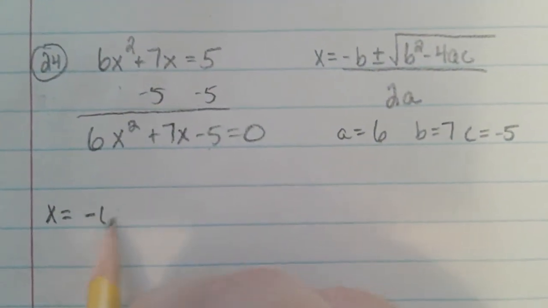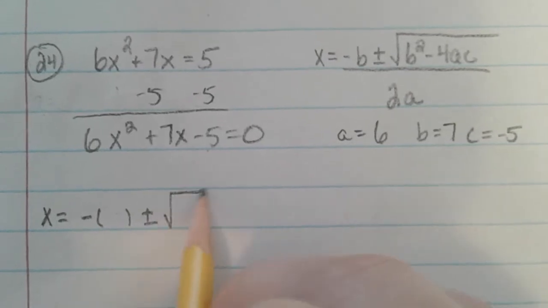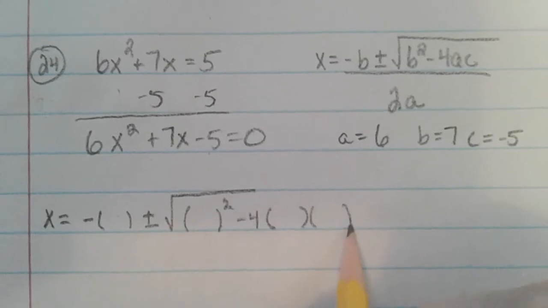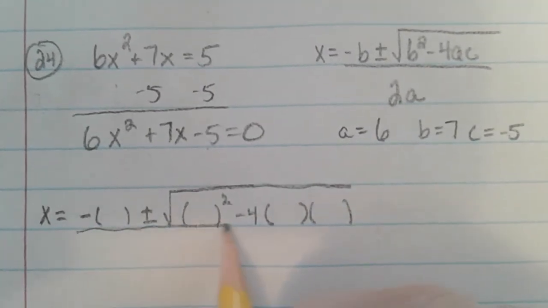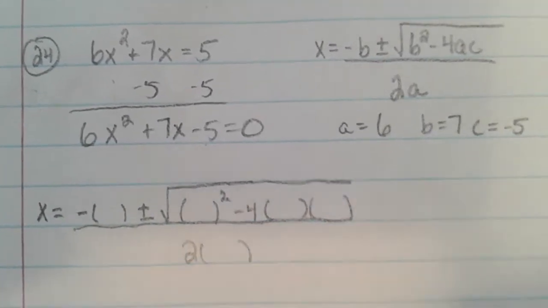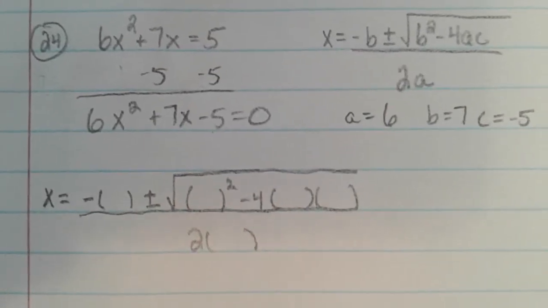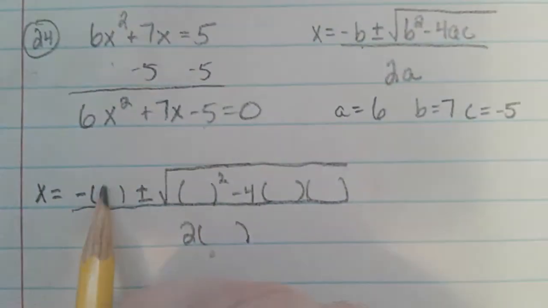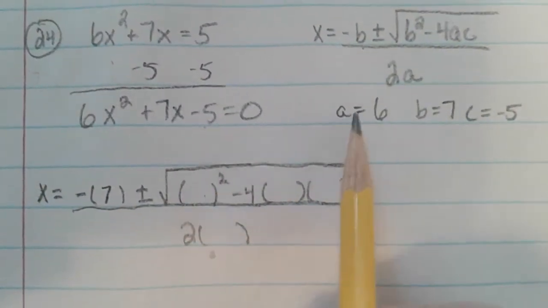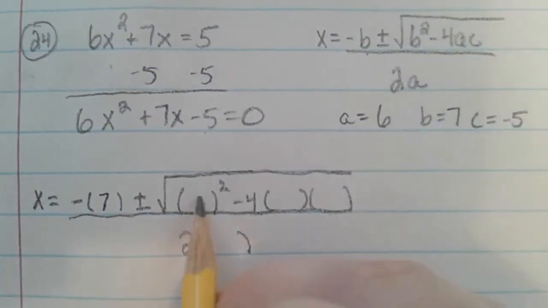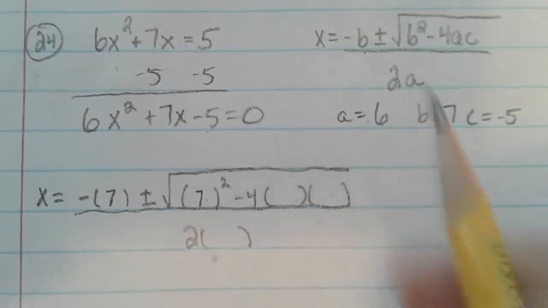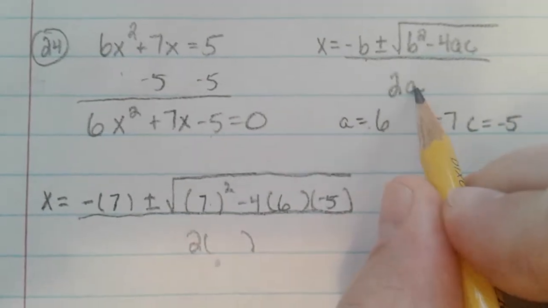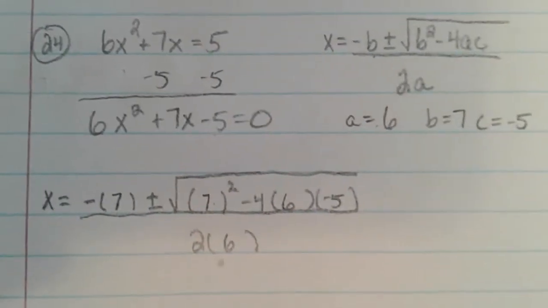So as you've seen me do if you've watched these videos, I always start with writing the formula. I take out the variables and I replace them with parentheses, and then I'm going to go back and fill the values in one at a time, making sure I'm putting the right value in the right spot. So I need the b value. Right here is the b value again, so that's 7. We've got the a value, which is 6. The c value, which is negative 5. 2a, so the 6 goes in the denominator.